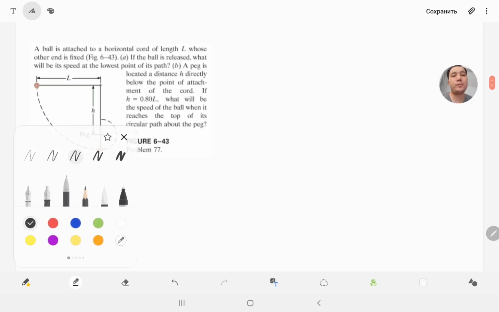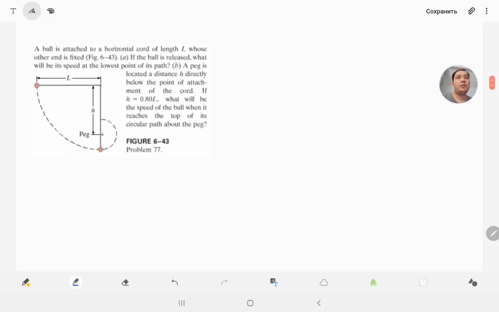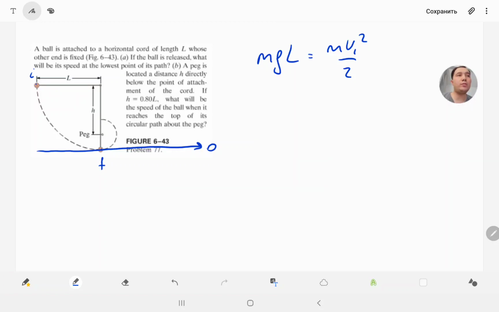Next problem. A ball is attached to a horizontal cord of given length L, whose other end is fixed. If the ball is released, what will be its speed at the lowest point? I will write the potential energy according to this level, so this will be my reference level. This is the initial point and this is the final point. Initially we have only potential energy. Finally we have only kinetic energy. The height becomes 0 according to this reference level, that's why there is no potential energy.